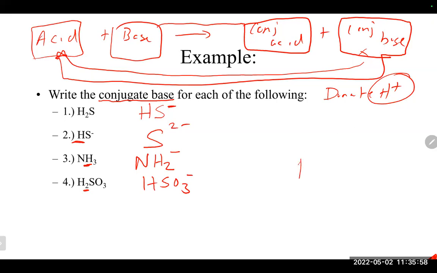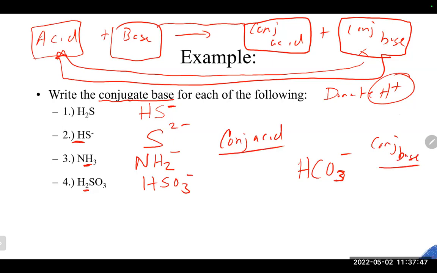Why don't we try one like HCO3 minus? Why don't you do the conjugate acid, and why don't you do the conjugate base for this guy? On our same logic, we'll start with the guy on the left there. We're going to go for the conjugate acid here.